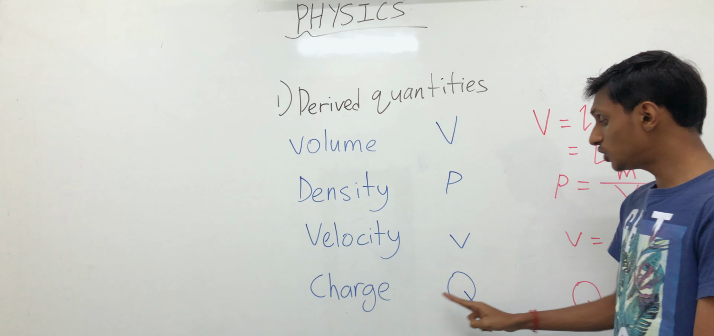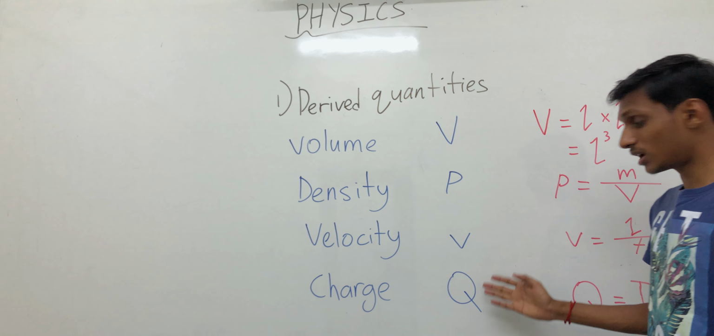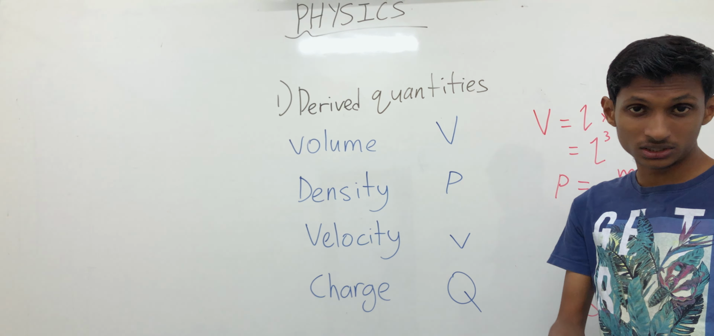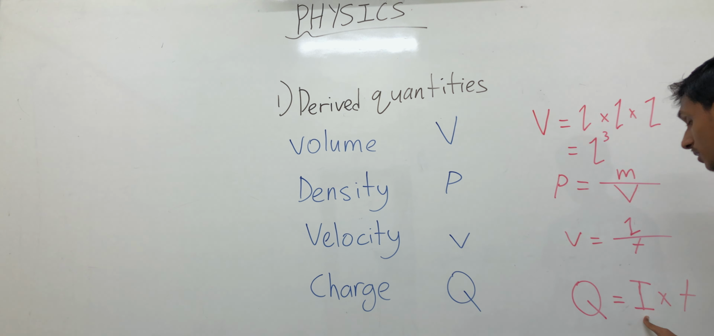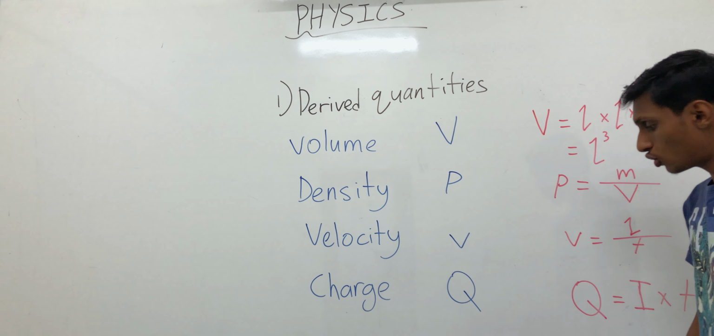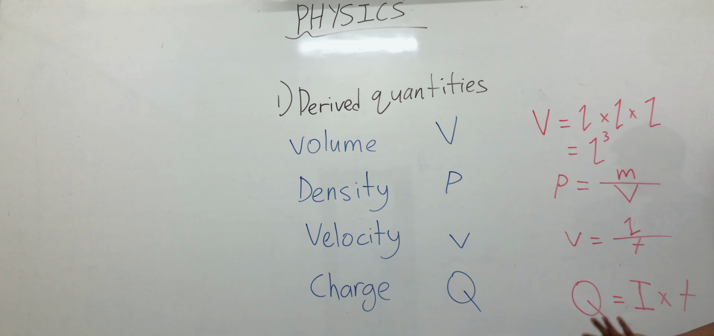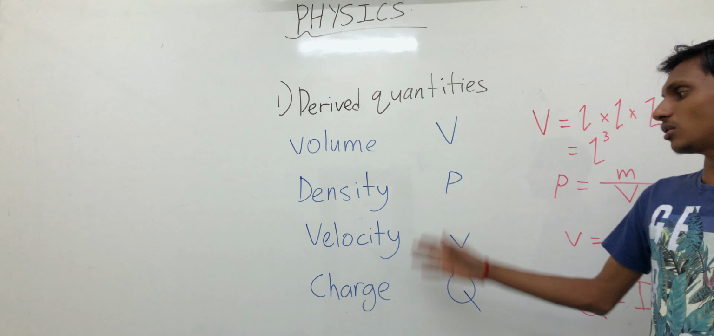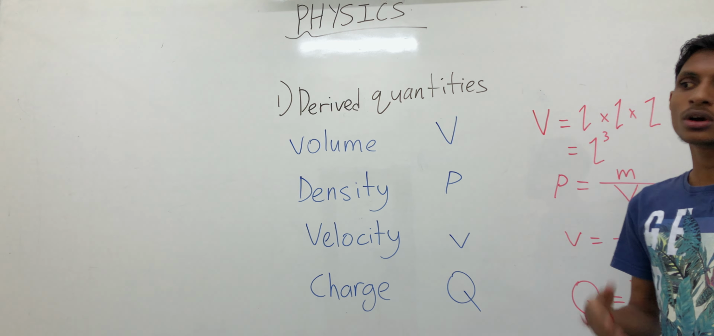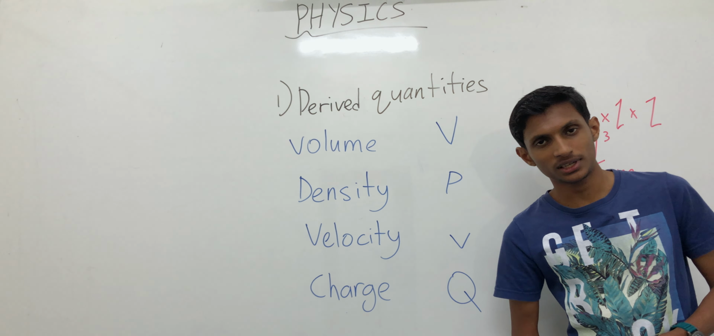Now for charge, we use Q. Don't ask me why. Do research and comment it down below so we all can learn. Q equals I, the intensity, the electric current, times time. T means time. So electric current times time, we get the charge of something. So these are derived quantities. There are only 4 things that you need to know that can be asked in your SPM exam.